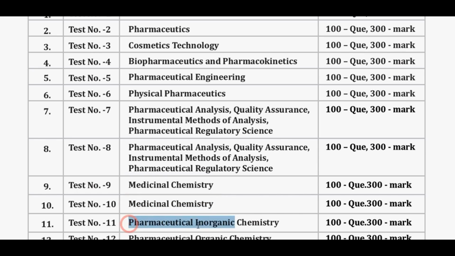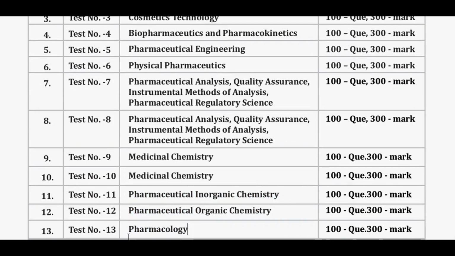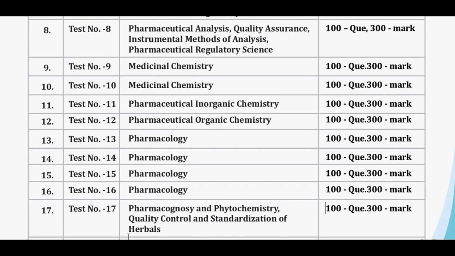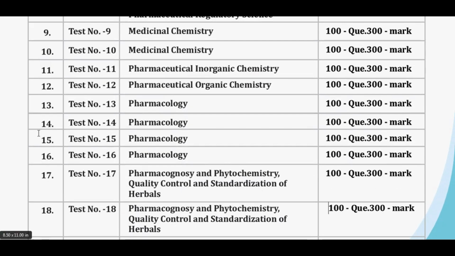Test 11 pharmaceutical inorganic chemistry. Test number 12 will be for pharmaceutical organic chemistry. Test number 13 pharmacology. Test 14 pharmacology. Test 15 pharmacology. Test 16 pharmacology. Test 17 will be pharmacognosy and phytochemistry, quality control and standardization of herbals. Test number 18 the same, pharmacognosy and phytochemistry, quality control and standardization of herbals.